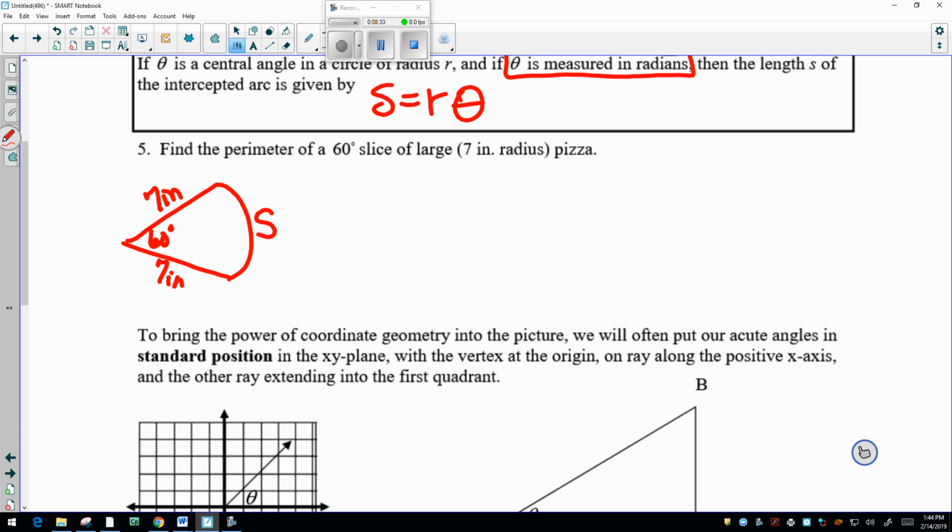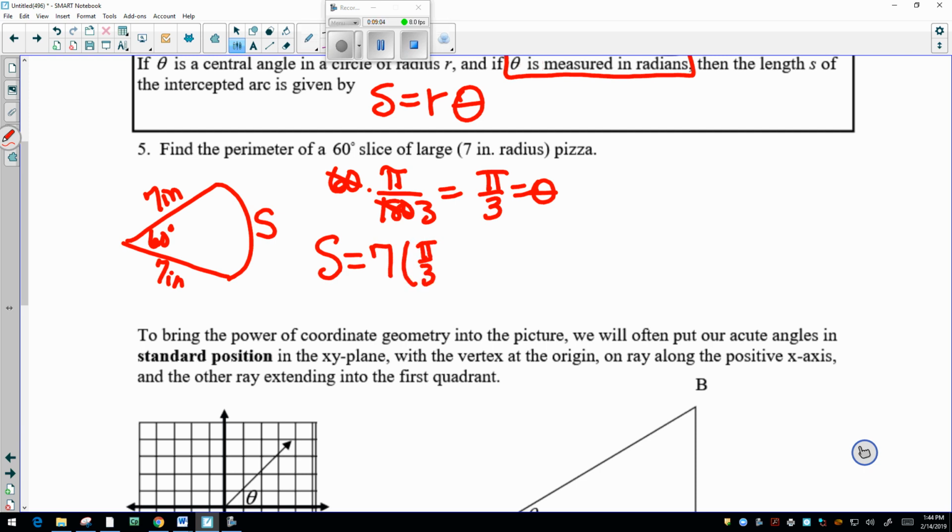So I have our formula, but the thing we have to remember is theta has to be in radians. So the very first thing we need to do is convert that 60 into radians. And to do that conversion, going to radians, radians on top, pi on top, I think pi over 180. And if I reduce this down, I'm going to see this simplifies to pi over 3. So now that's going to be our theta. So in our formula, we have S is equal to R, which is your radius of 7, times theta, which is pi over 3.